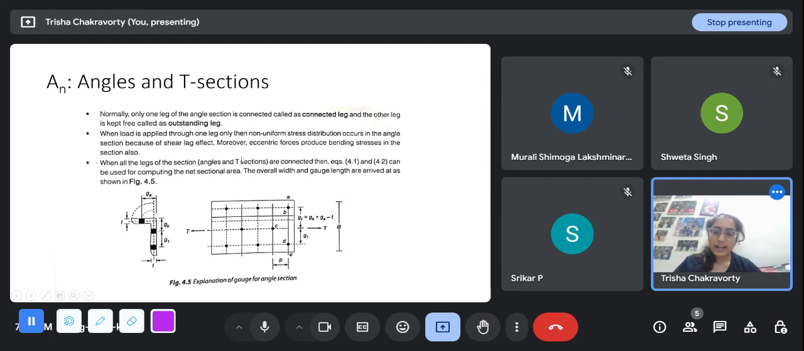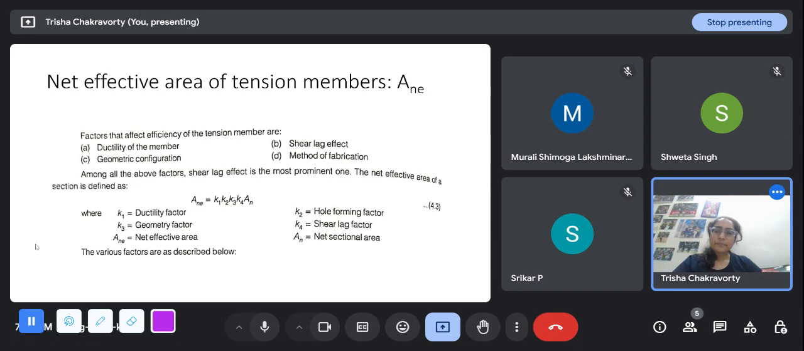The shear lag effect is something we will study in the next class. It is a special case for angles and T sections only, because they have an outstanding member sticking out. And there is another term called the net effective area of tension members, ANE. Factors that affect the efficiency of tension members are ductility of the member, shear lag effect, geometric configuration, and method of fabrication. Among all the above factors, shear lag effect is the most prominent one. That is the one that most often comes into the picture.